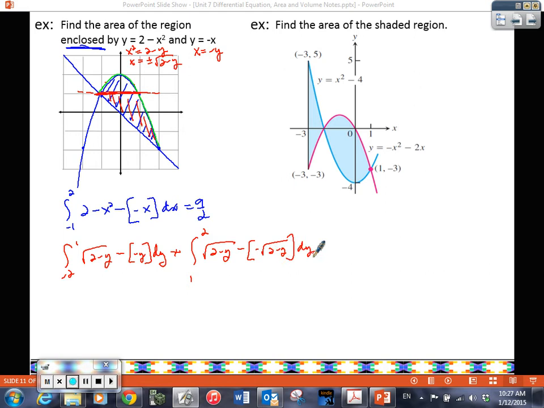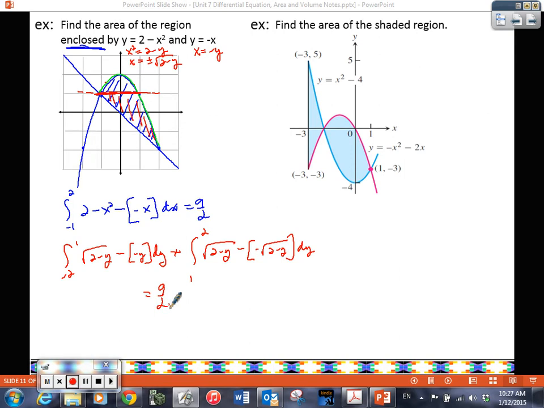Do you see why it really makes a big difference which one you do it with respect to? If you type this in your calculator, you're still going to get 9/2. But doing it with respect to y is much more difficult because of the way that it's set up.